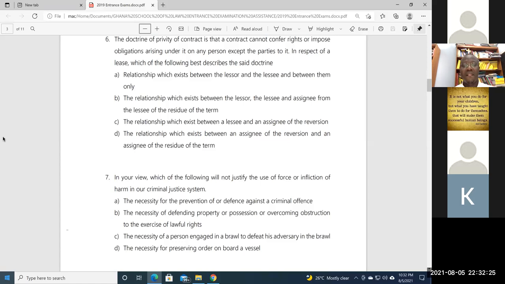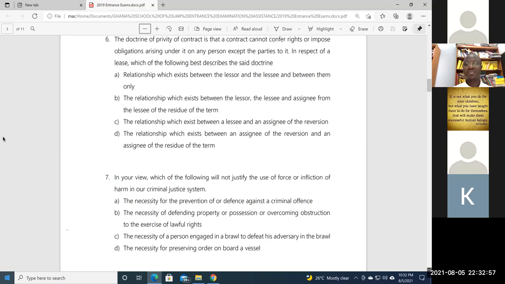And I also took B, the relationship which exists between the lessor, the lessee, and assignee from the lessee of the residue. So that one contains some three parties. So that is giving me a clue that with the knowledge of privity of contract, it sounds better. So I leave it there and I took option C, the relationship which exists between a lessee and an assignee of the reversion, which also has only two parties there. So that cannot be said to be talking about maybe privity of contract.